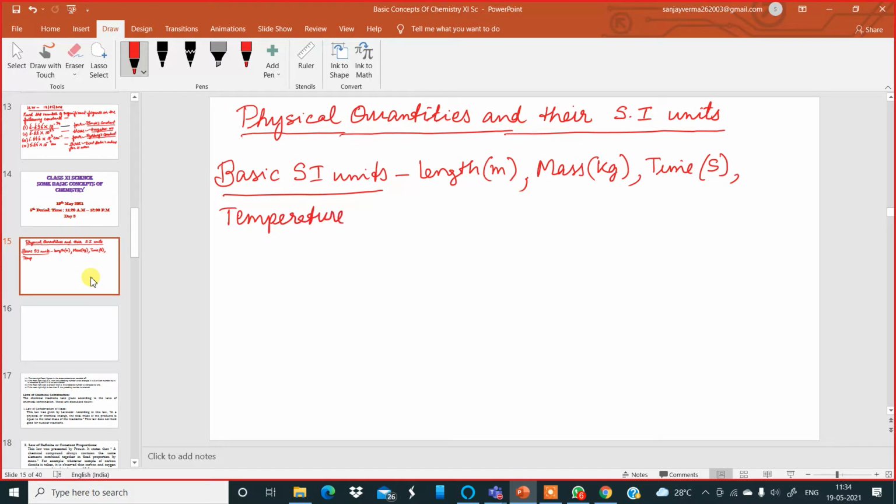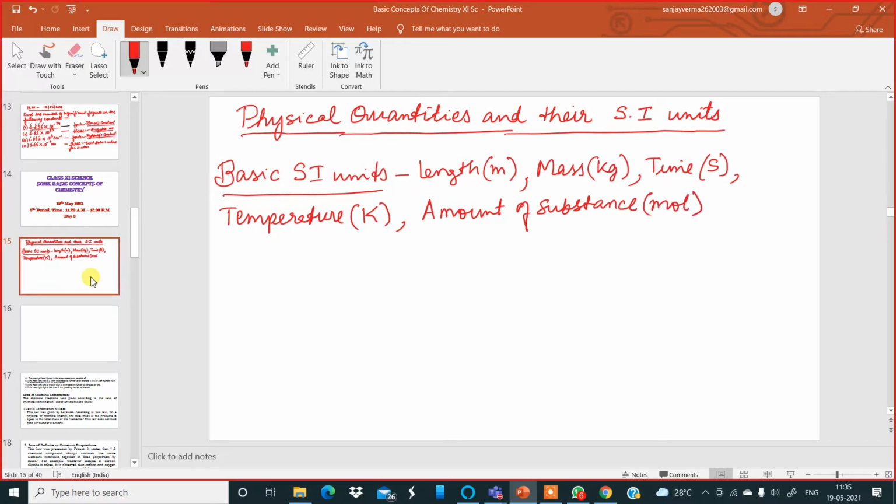Next one is temperature. The SI unit of temperature is Kelvin, capital K. Then the next one is amount of substance. The unit is mole. We write it in short as mol.